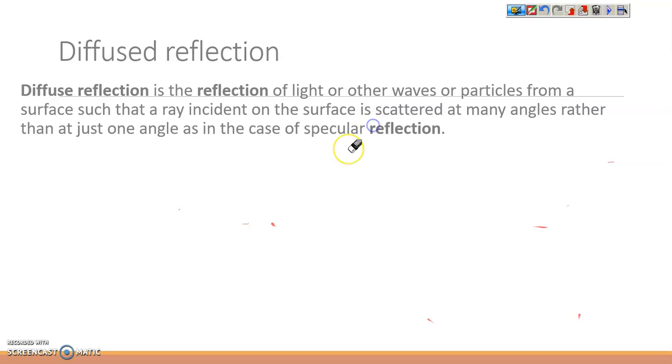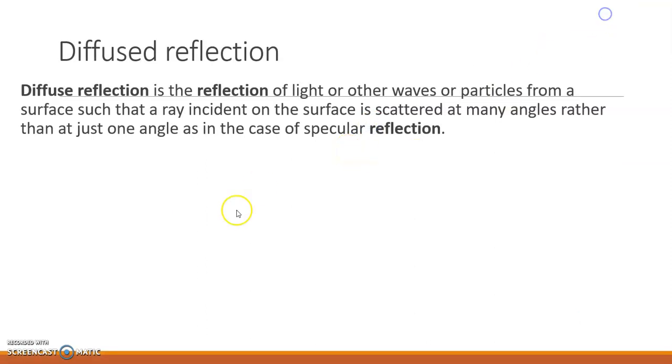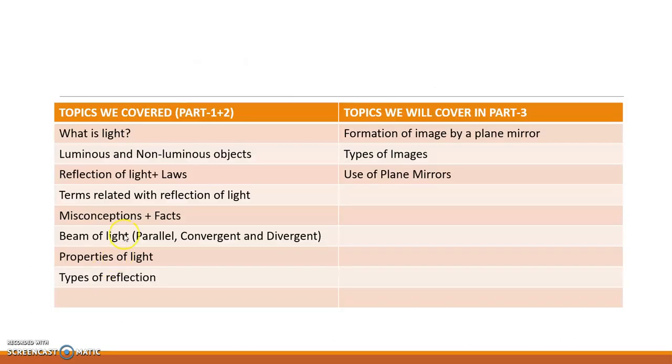Okay, now let's move on. The topics we covered in part 1 and 2 of light: what is light, what are luminous and non-luminous objects, what are reflection and the laws, and the terms related with reflection. We also learned about the misconception and the fact, and the three types of beam of light. In this lesson, we covered the properties and the types of reflection. So this was the end of part 2, and the topics which we'll cover in part 3 are the formation of image by a plane mirror, the types of images, and the use of plane mirrors.